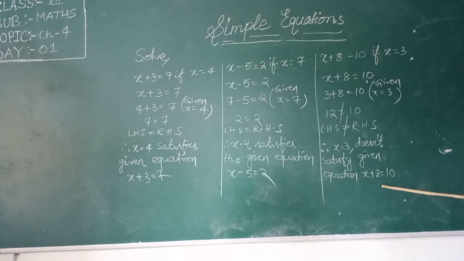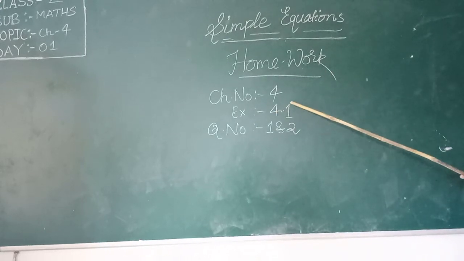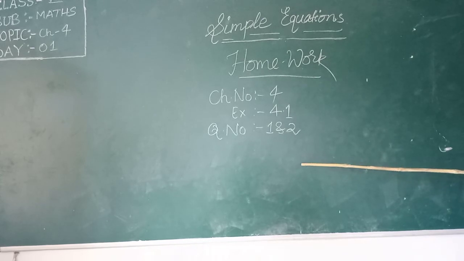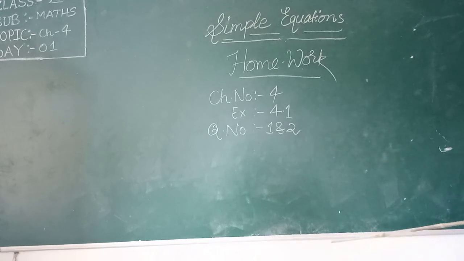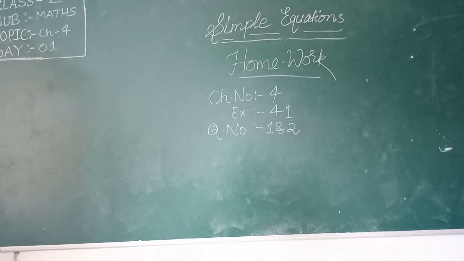Now open your textbook, exercise 4.1. See students, open that exercise 4.1 in your chapter 4. Question number 1 and 2 will be there. That is your homework. Question number 1, complete the following table. In that table, same process, you will solve LHS and RHS, and check whether it is satisfied or not. If LHS and RHS are equal, then the given value is satisfied. Otherwise it is not satisfied. Like that, question number 1 and question number 2 you will complete in your notebook.